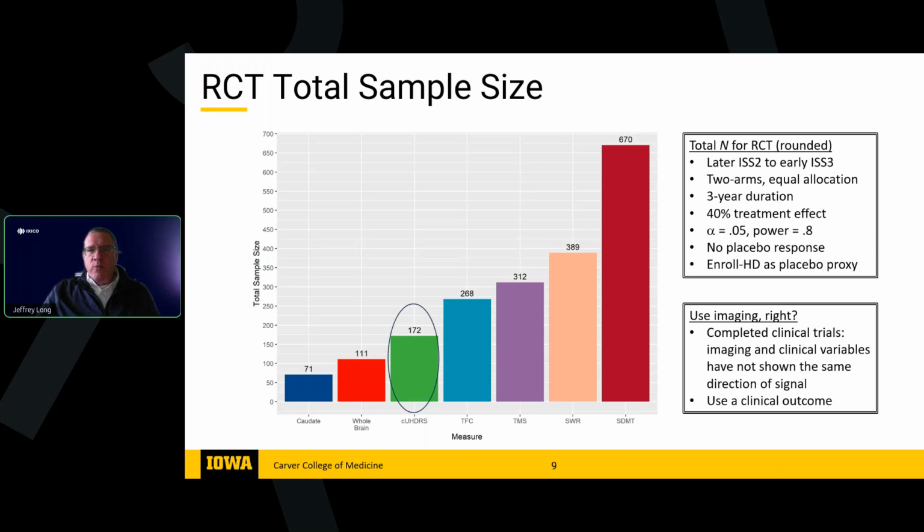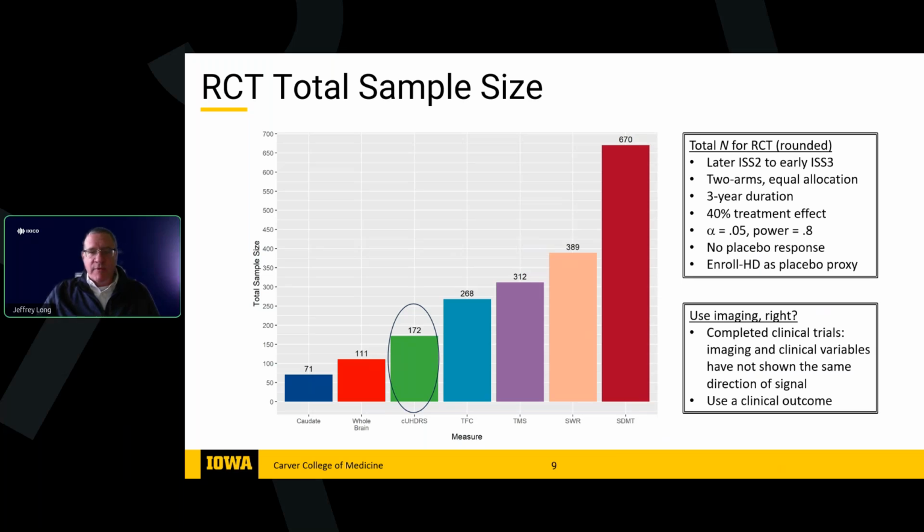So our winner, if you will, in terms of the sample size competition would be the cUHDRS, which again is the combination of the variables for the last 4 bars there. And so the cUHDRS does give a smaller sample size, and so it may be the best of the clinical endpoints that we have right now.